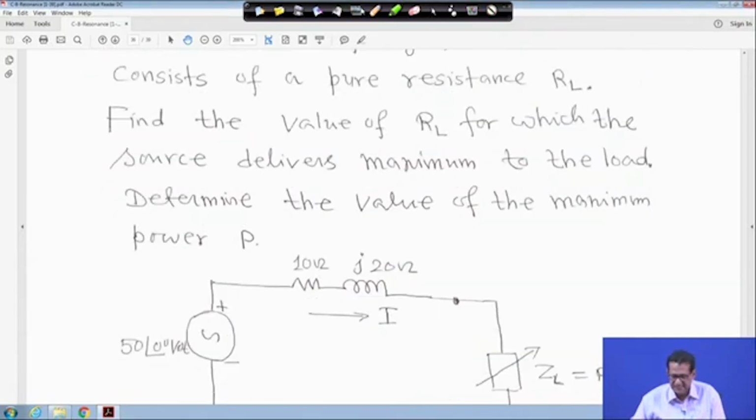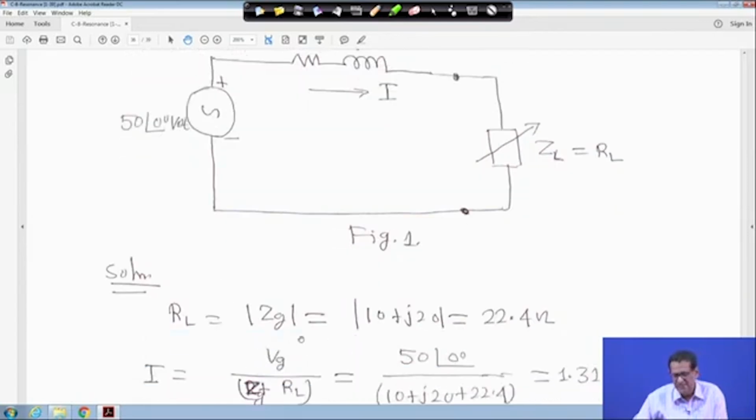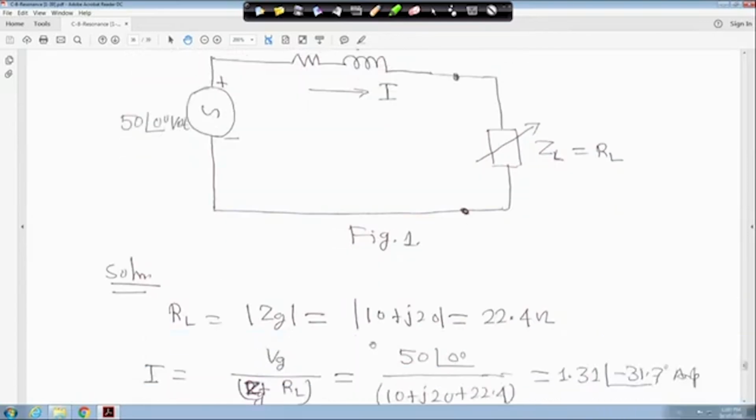So this is the circuit given. This is 10 plus j20 ohm and this is ZL, given as RL. That means it is basically simply RL, right. And this is the source, 50 angle 0 volt. So we know RL is equal to mod Zg, so it is mod of 10 plus j20. So root over 10 squared plus 20 squared, so 22.4 ohm will come.